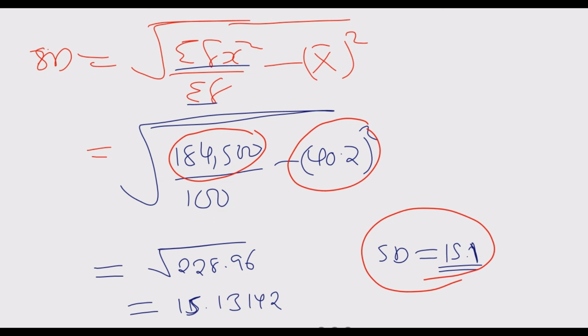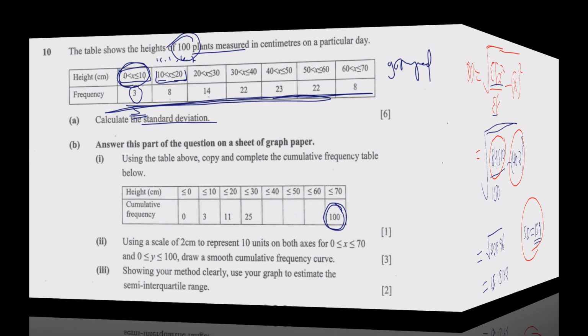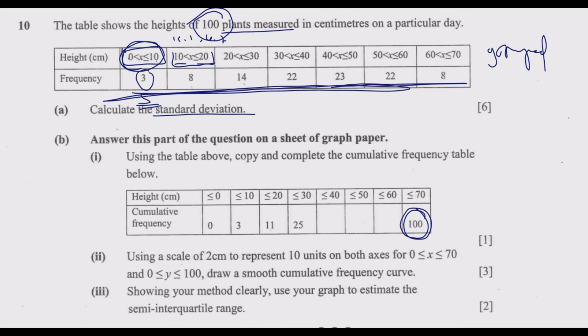So let us move now to question B. So part B, basically we are expected to complete the frequency table below. Then after we do that, we can plot this one on the graph paper. So when you're asked to complete the frequency table, this one is basically 0 plus 3. We are getting basically this 3.